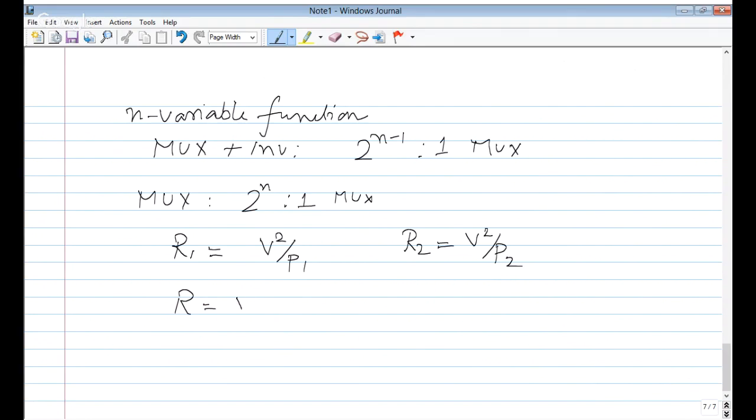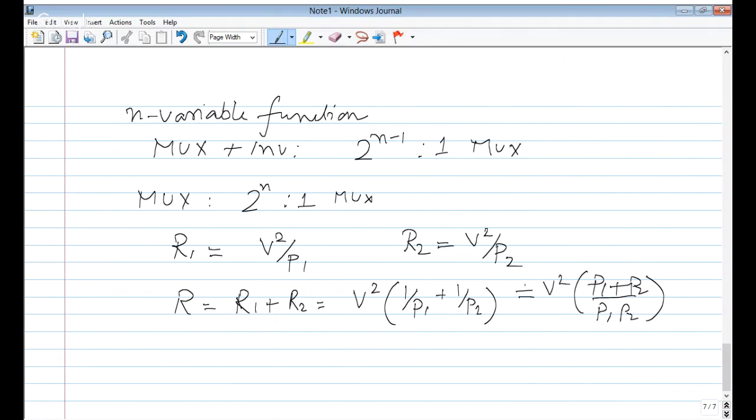In series, resistance will be R1 plus R2, that is V square into 1 by P1 plus 1 by P2, that is V square into P1 plus P2 by P1 P2. Now overall power will be V square by R, which is P1 P2 by P1 plus P2. So that will be the answer. That is option A. So you are right that it should be option A.